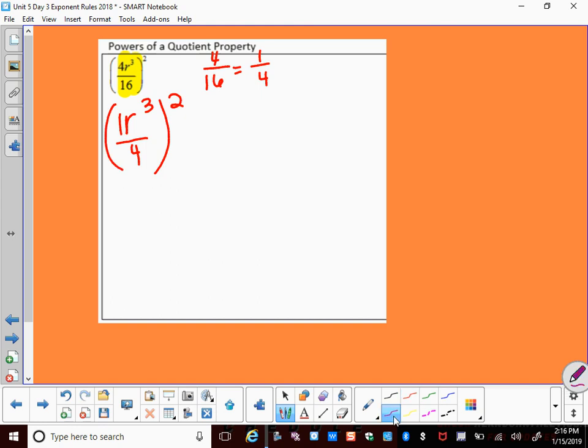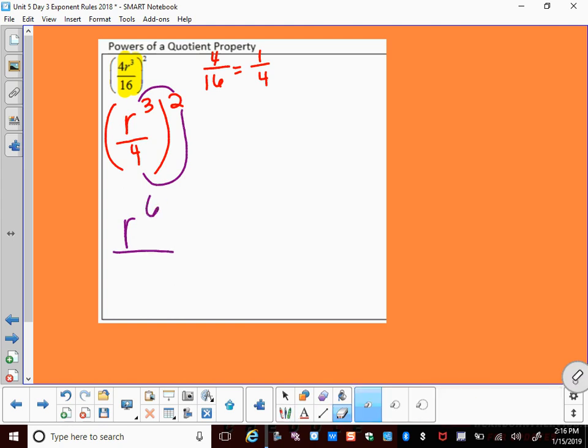If everything gets an exponent, that means we're going to have r to the power of what? It is a 1, but we don't really have to have that 1 there. It'll be 6. So r to the 6th power. And then my 4 also gets a square. So what's 4 squared? 16.